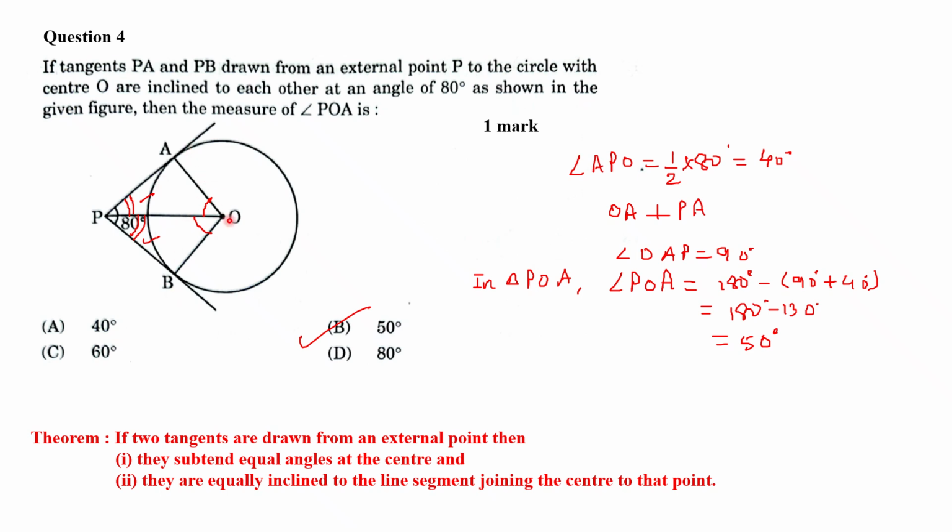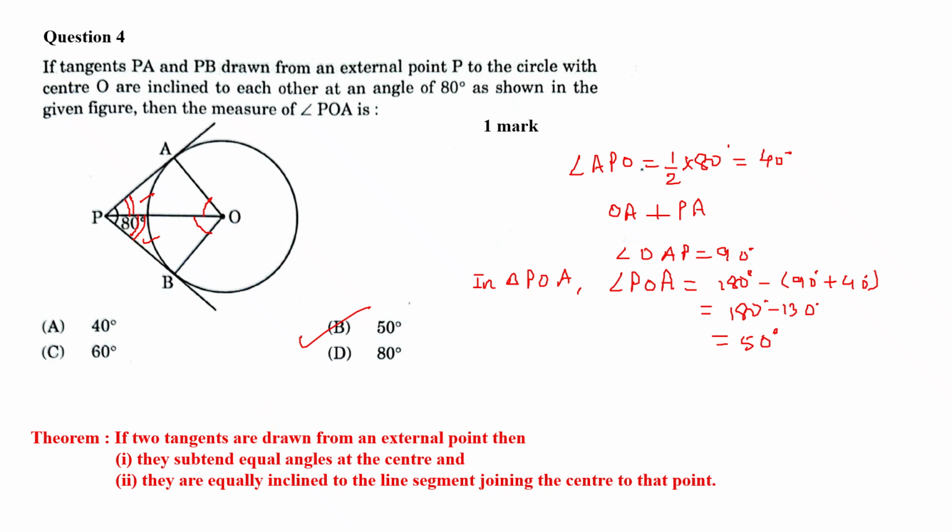First, OA and OB are equal because they are radius of the circle. Then OAP and OBP is 90 degree, right? And then OP is the common side. So both the triangles are congruent using RHS. And once the triangles are congruent, their corresponding parts will be equal. So from there you will write AOP is equal to BOP and APO equal to BPO. Okay, so you should know this theorem proof also.